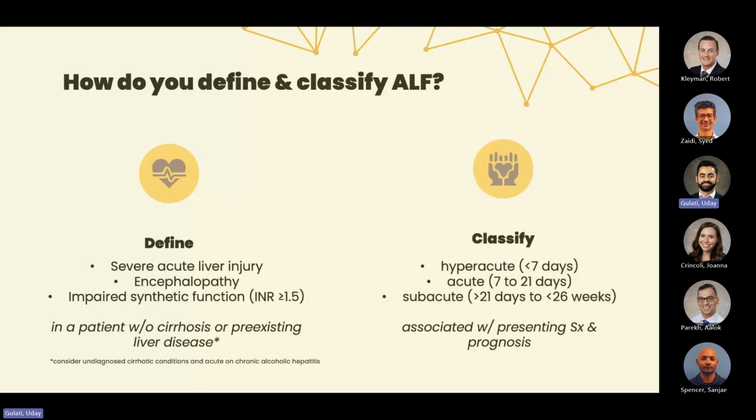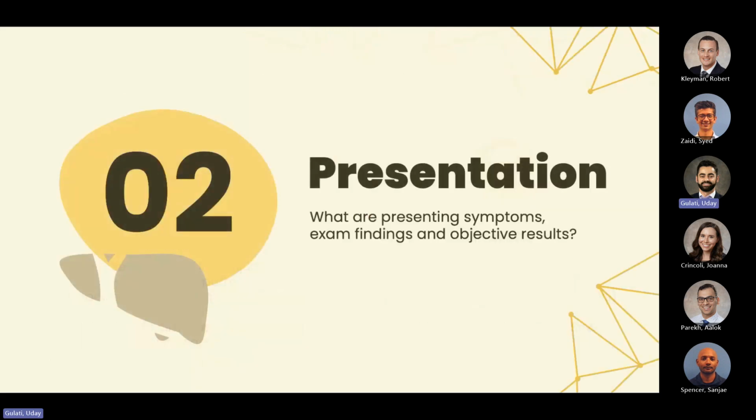And this can be on top of elevated transaminases, or they've already burnt out their liver cells and they're not having elevated transaminitis. So meaning their ALT, AST could be normal, but they could still be in acute liver failure. It's a very important distinction to make.